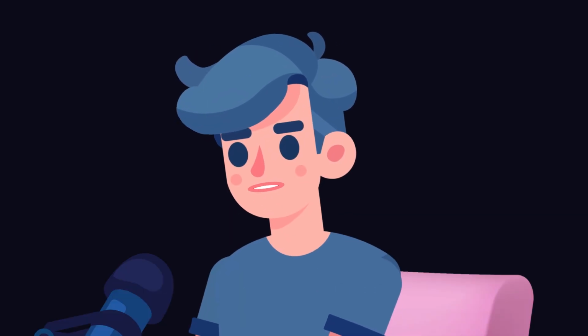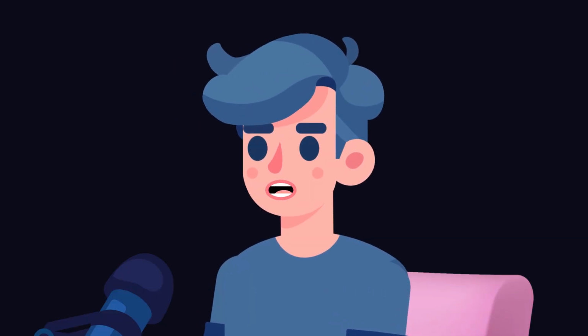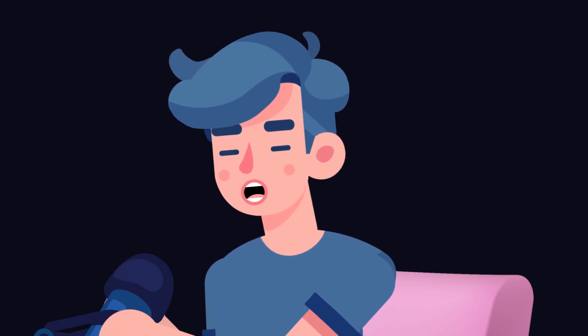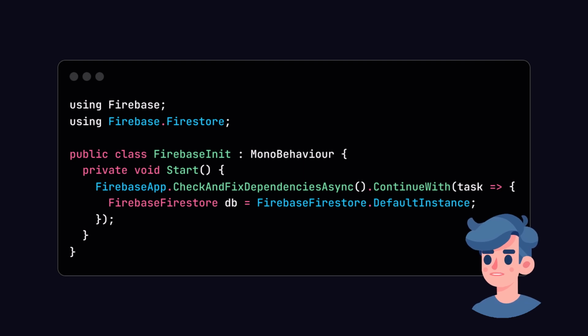You can find the SDK on Firebase's official website. Download the Unity packages, unzip them, and import the necessary packages into your Unity project. Once the SDK is imported, we need to initialize Firebase in our project. Create a new script named FirebaseInit.cs. In this script, we will initialize Firebase services like this.